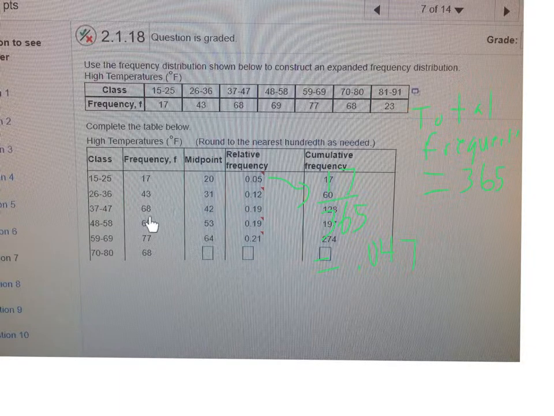You take 68, divide it by 365. Rounded to the nearest hundredth, that must be 0.19. Take 69, divide it by 365. That must give you 0.19 again, rounded to the nearest hundredth. Take 77, divide it by 365. That'd be 0.21. Hope this helps.